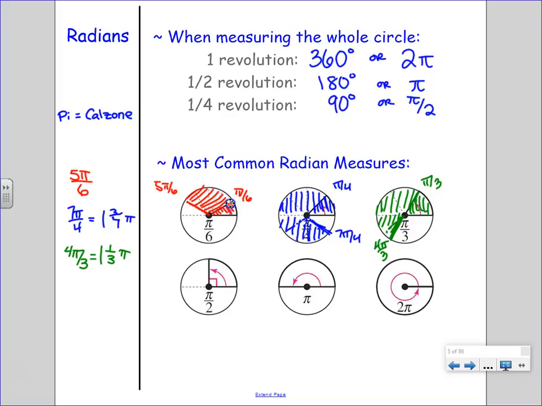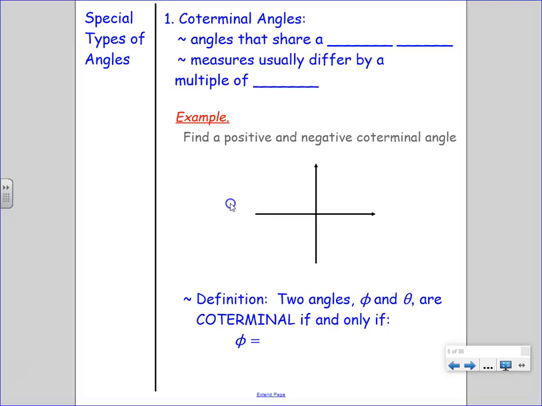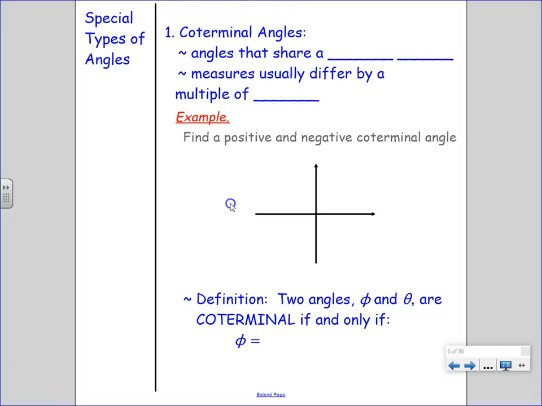Alright. Stuffed. Let's talk about some special types of angles. Remember, we're talking about angles. We're talking about what radians are, how they work, where the numbers come from, how we think about going around the circle and different types of radians, like pi over 6s and pi over 4s and pi over 3s and pi over 2s. You gotta think fractions. Don't be scared of fractions.